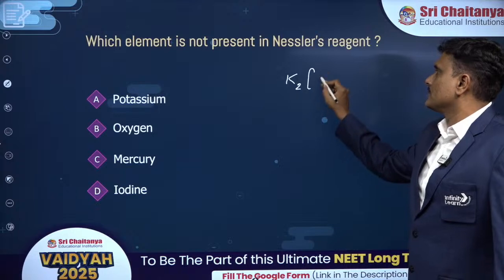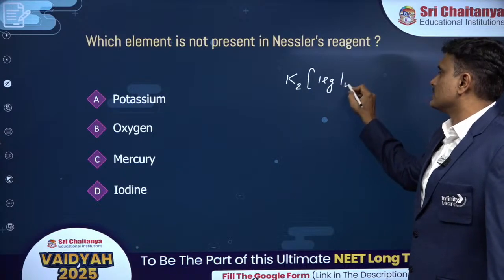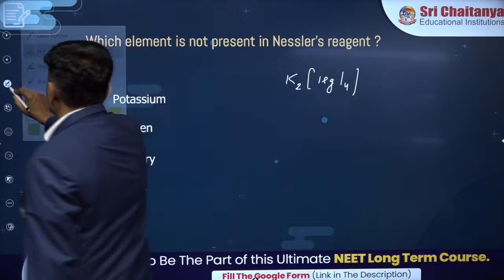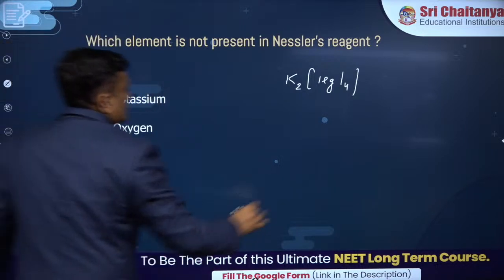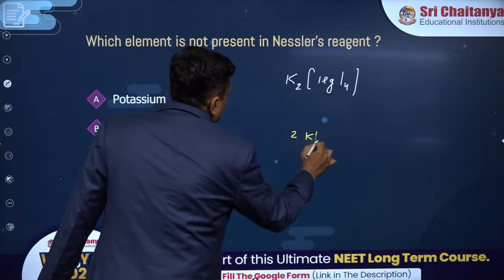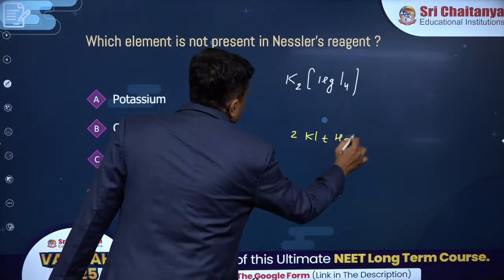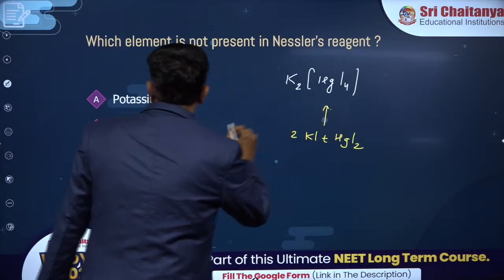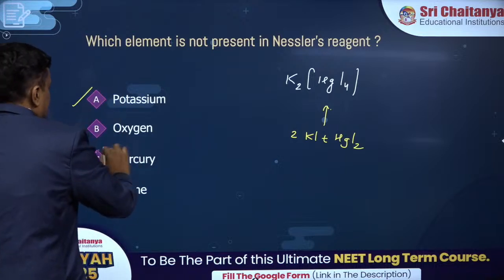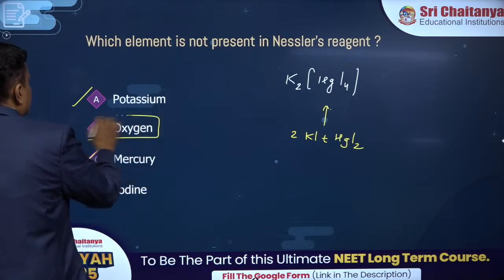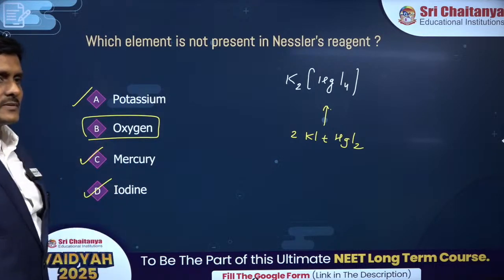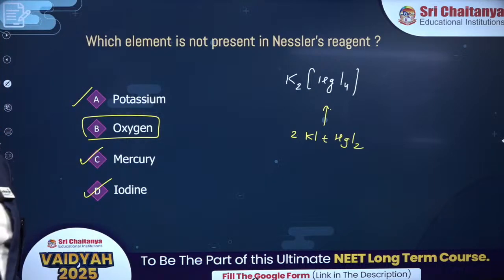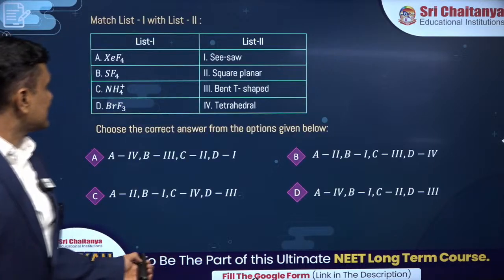K2HgI4, isn't it? You need to know from where it is obtained, right? Come on. It is obtained when KI reacts with HgI2, right? And you can see it has potassium, mercury and iodine, but it does not have oxygen. That's a brilliant answer, buddy. Yasu, mercury is the key element of the compound, so you can't miss it, right?